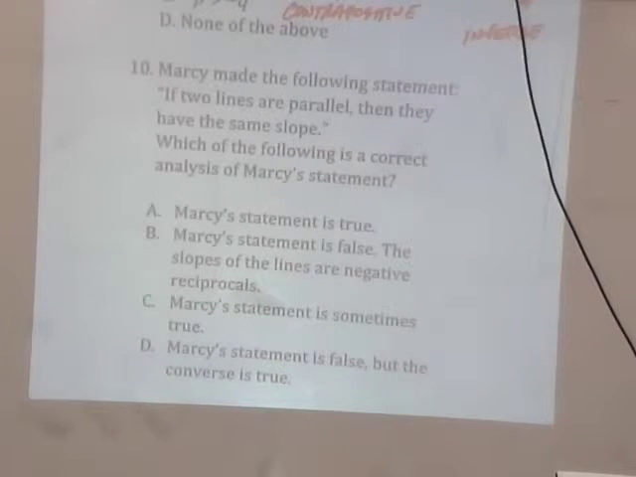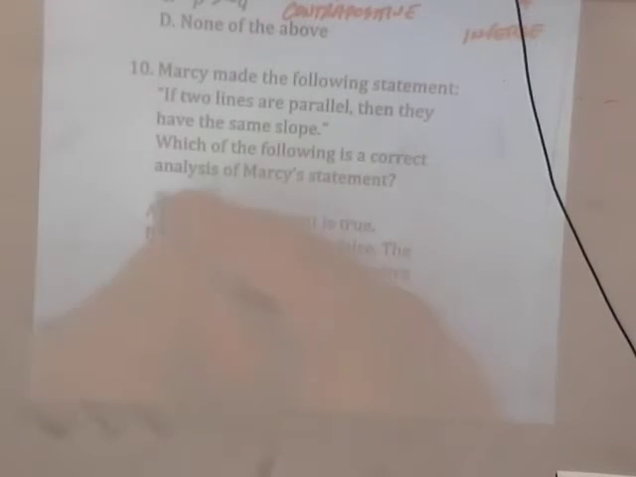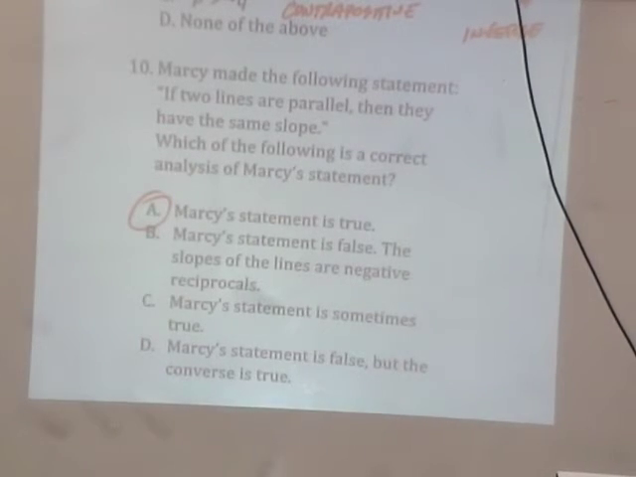What kind of lines are they talking about for B? Perpendicular lines, right? The slopes are negative reciprocals. C, Marcy's statement is sometimes true. D, Marcy's statement is false, but the converse is true. If two lines are parallel, then they have the same slope. What do you think? Always true, right? Two lines are parallel, they gotta have the same slope. Any questions on 10 before we move on?